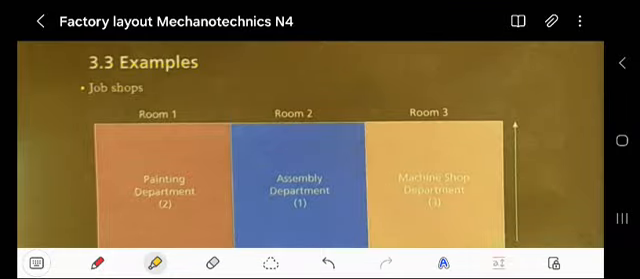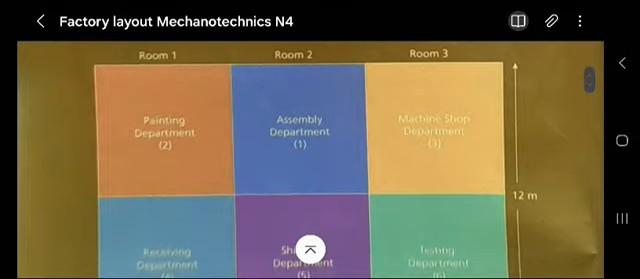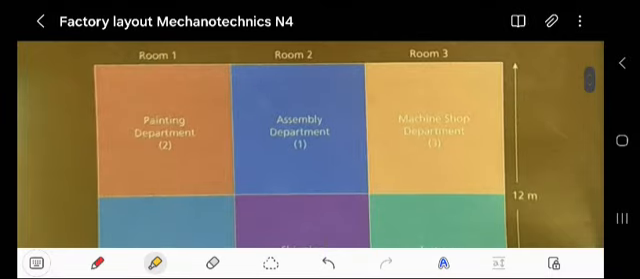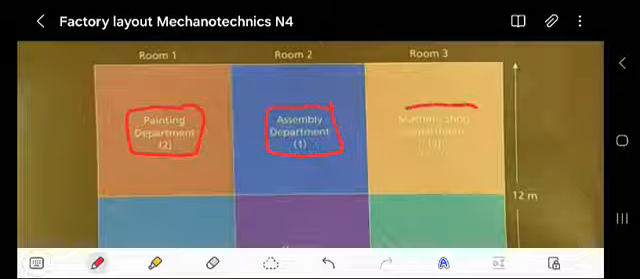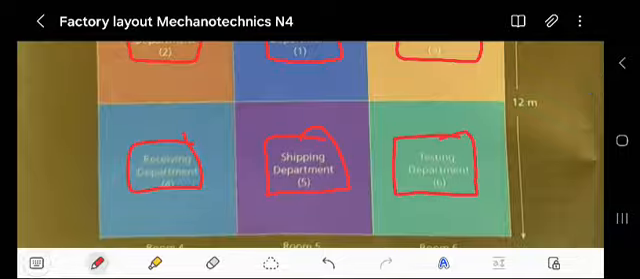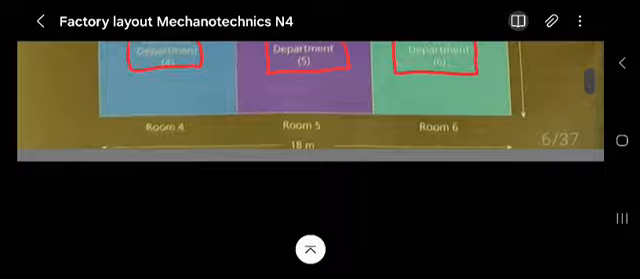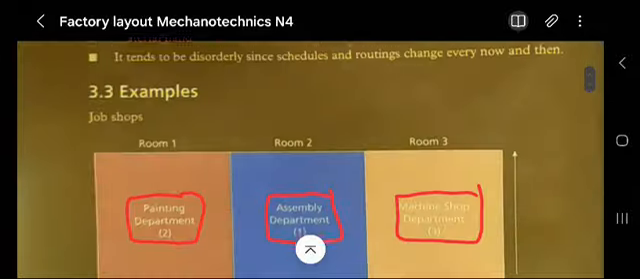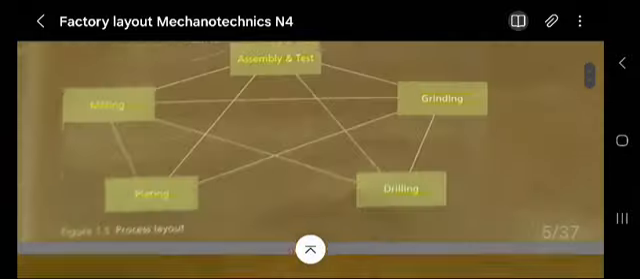Example 3.3, shops. You see, we have a room there with departments. We're talking about the process layout: painting department, assembling department, machine shop, receiving department, shipping department, and testing department. This is how we are talking about the process layout.